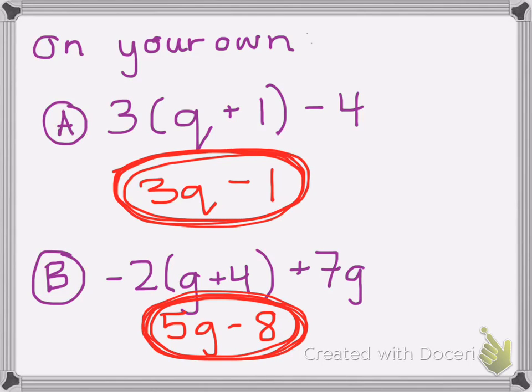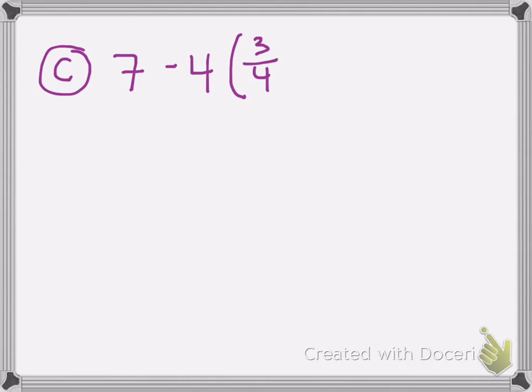I'm going to give you one more example. Don't be afraid. It's going to have some fractions, but I know you can handle it. This is your last one. You ready? Let me change my marker to that pretty purple. This is C. We have 7 minus 4(3/4 x minus 1/4). Go at it.